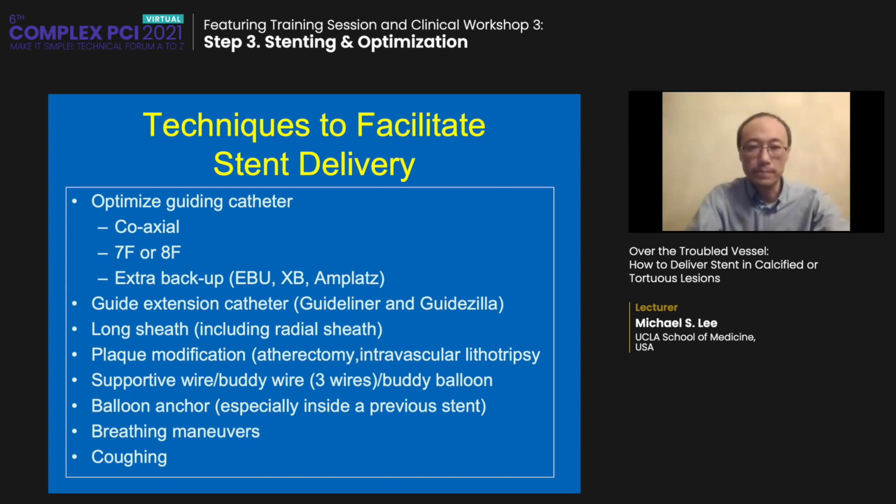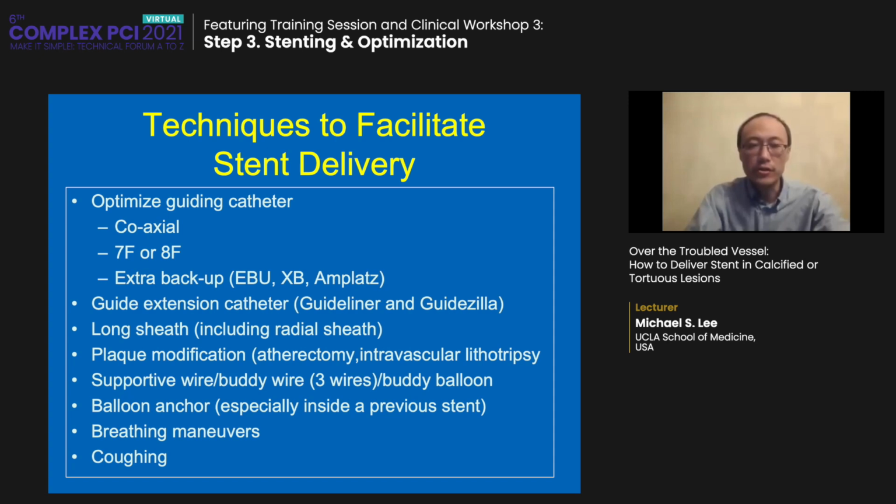Another technique is the balloon anchor technique, especially if there is a previous stent in another vessel. For example, if you're trying to get a stent down the circumflex artery and the patient has a previous LAD stent, you could advance the balloon over the wire in the LAD and inflate the balloon in the LAD to provide more anchoring and stability.